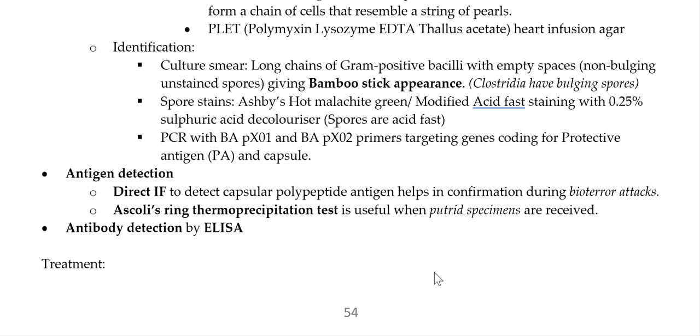And there is Ascoli's thermoprecipitation test, where usually putrid specimens are received, especially of animal carcasses. There, it is more commonly used. Antibody detection by ELISA can also be done, but the mainstay of diagnosis is usually the culture. What is the treatment for this condition?